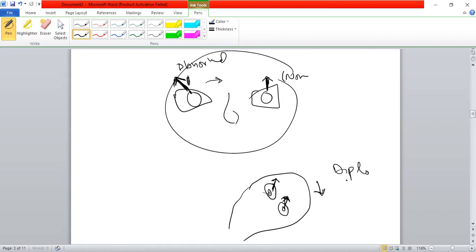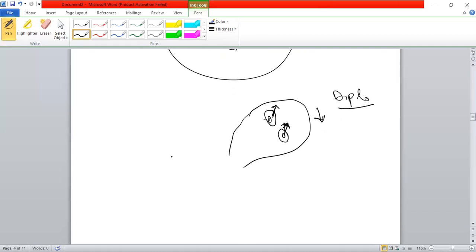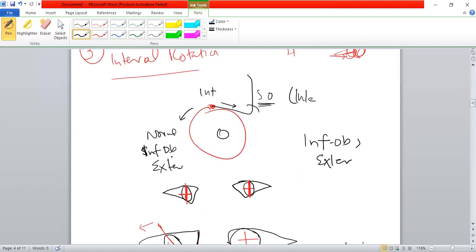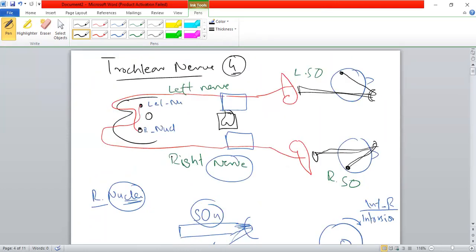So when they tilt their head to the opposite side, their diplopia will vanish. This will remain the same, but this will accommodate itself with the tilting of the head, so their diplopia will vanish. The same case will apply on the other side of the head. Okay, so this is it.